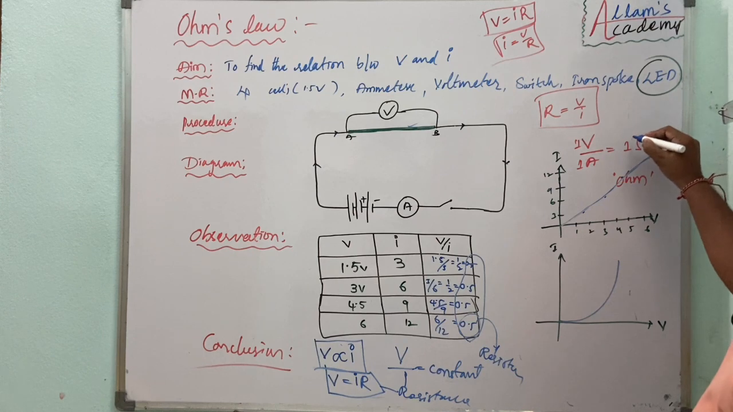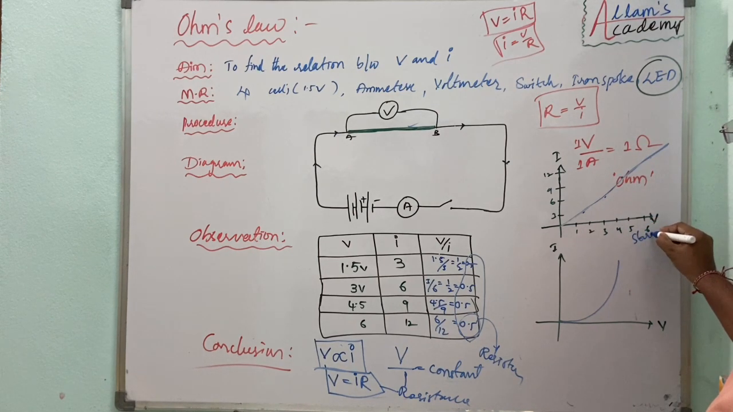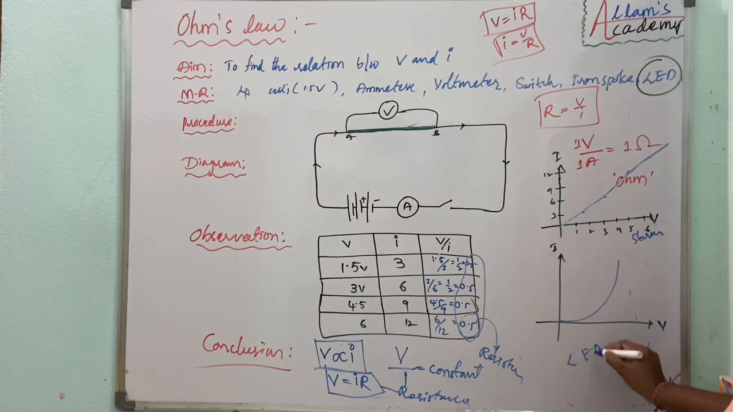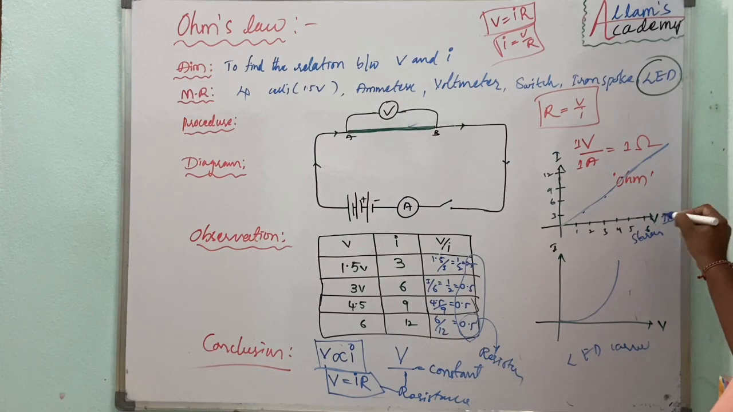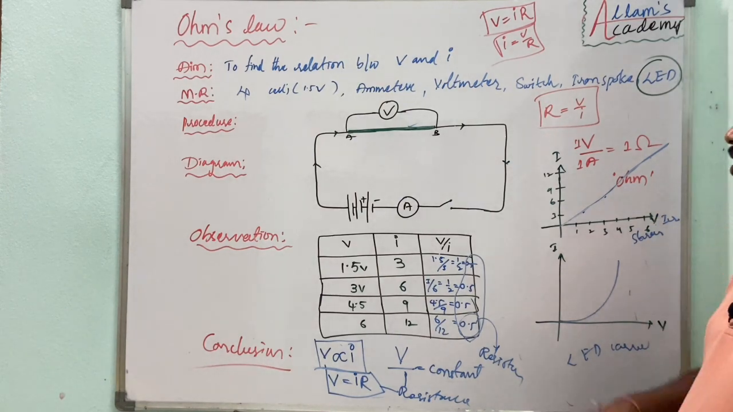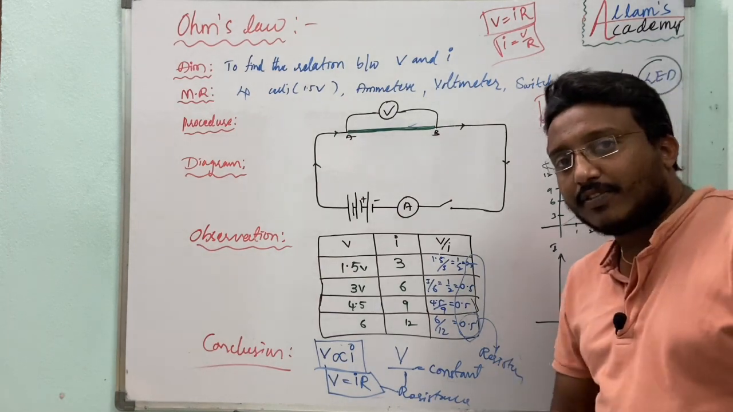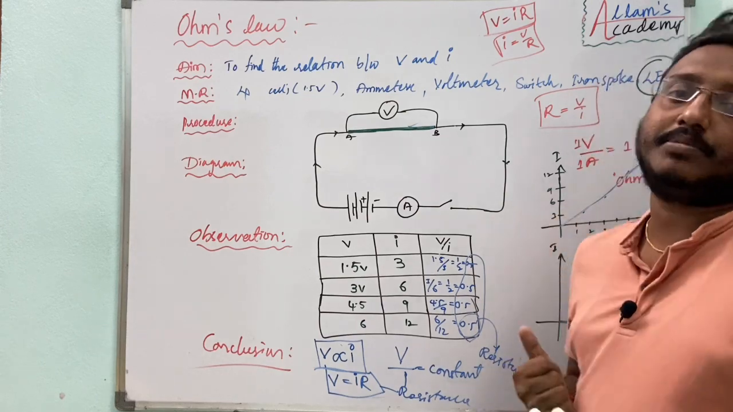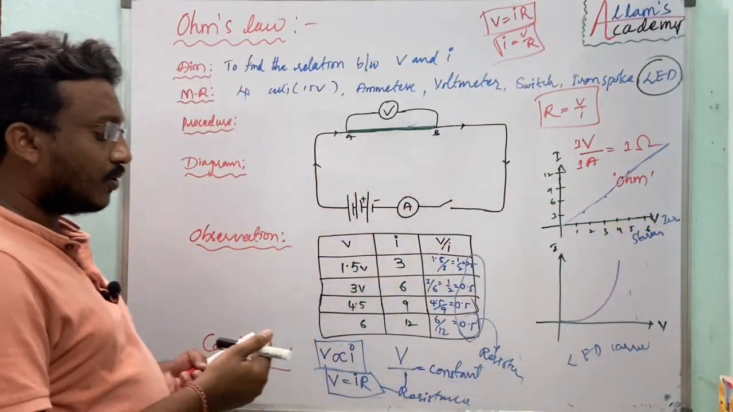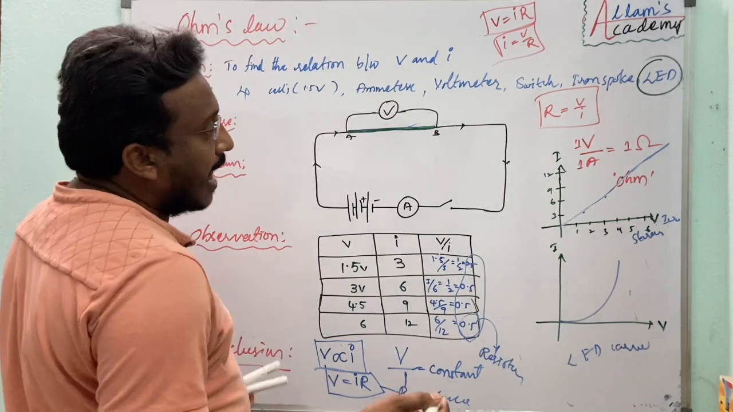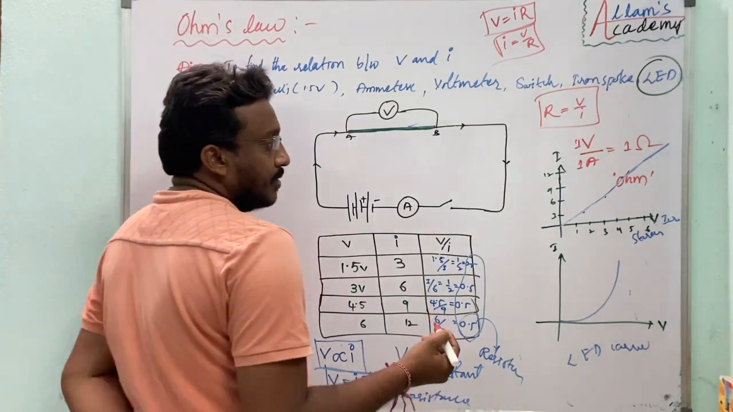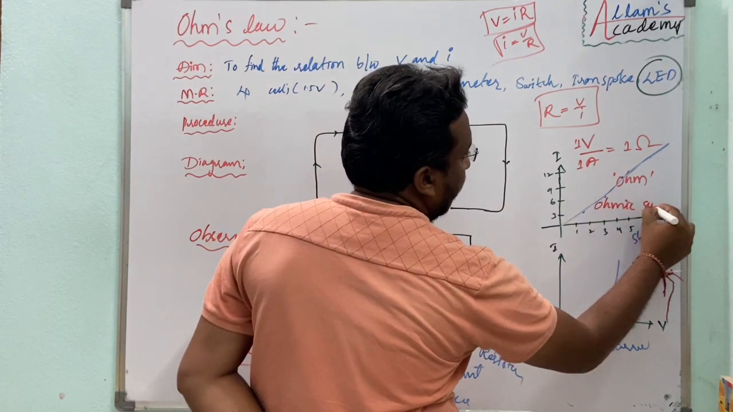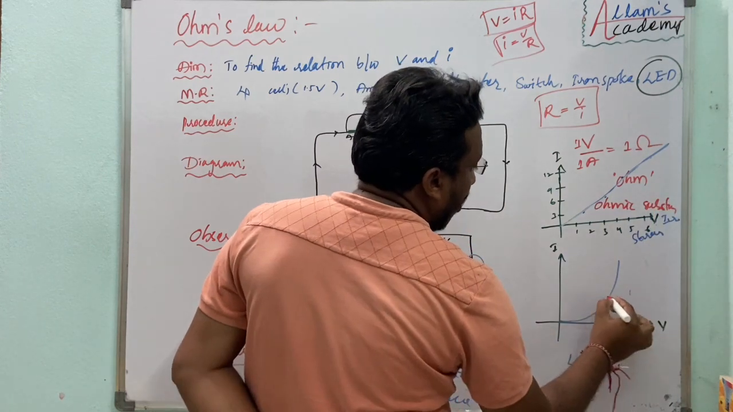See, here we got a straight line. In this case we got a straight line. Here it is curved. In the case of LED we got this. In the case of iron we got this. Right? So based on that graph, based on this concept, the materials are classified into two types. Those are ohmic substances and non-ohmic substances. This is ohmic substances. These are non-ohmic substances.